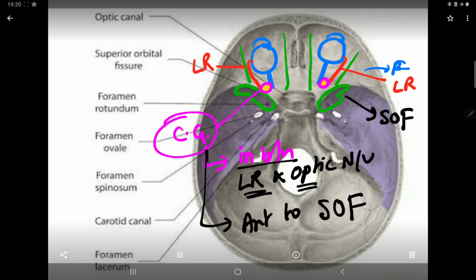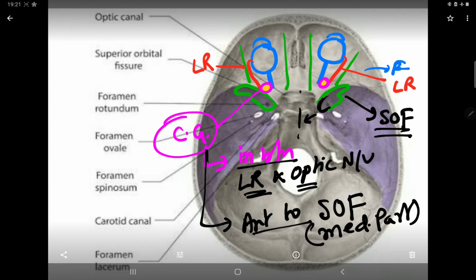In the lesser wing of sphenoid, it is anterior to the superior orbital fissure, and this portion of the superior orbital fissure is medially located towards the midline. So, medial to, anterior to the superior orbital fissure. Which part of the superior orbital fissure? The medial part. This ganglion is actually located 1 centimeter anterior to the superior orbital fissure. Which part? The medial part of the superior orbital fissure.